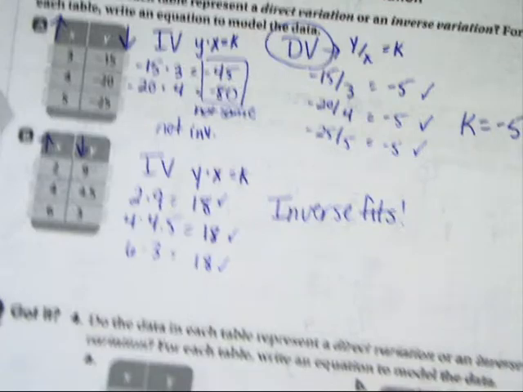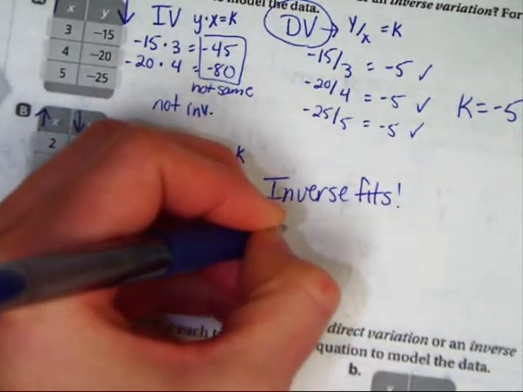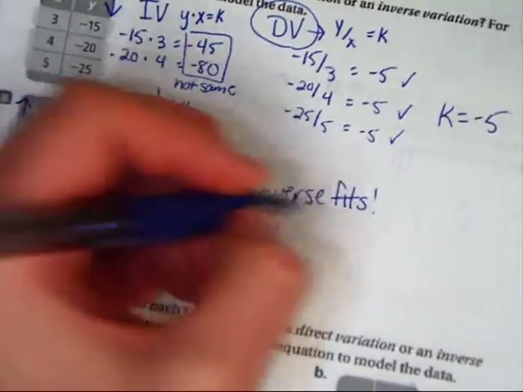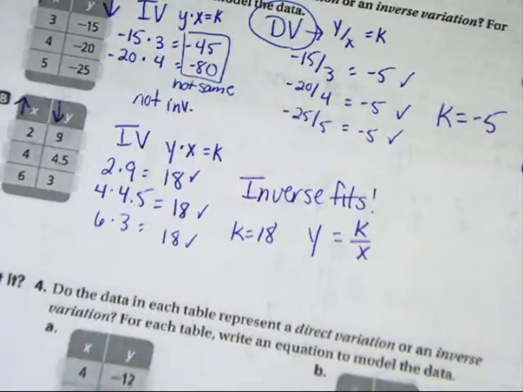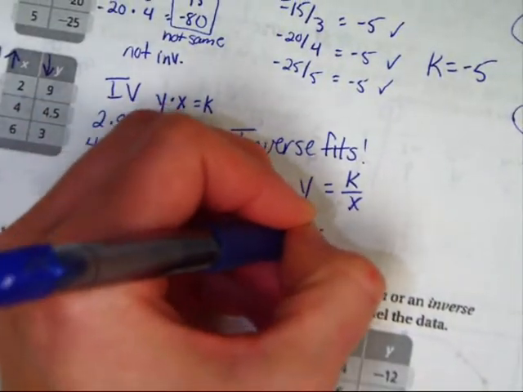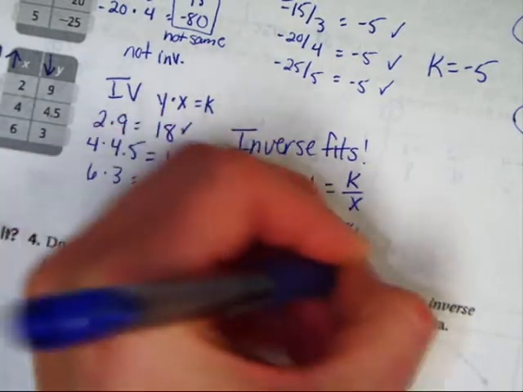Since it fits my inverse variation, I know that k is equal to 18. So my inverse is y equals k over x. Remember that from the beginning of the lesson. So y equals 18 over x.